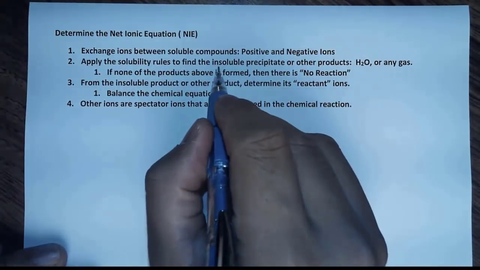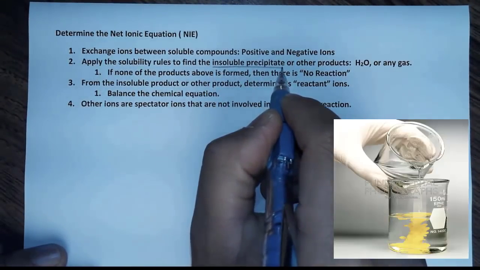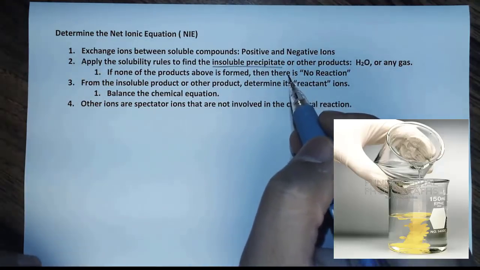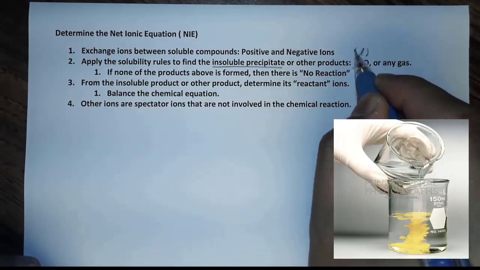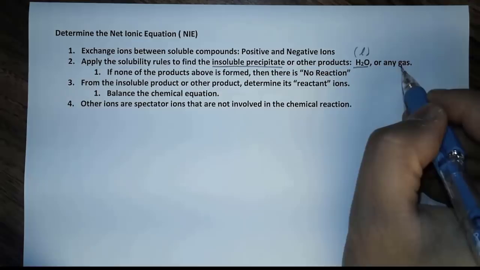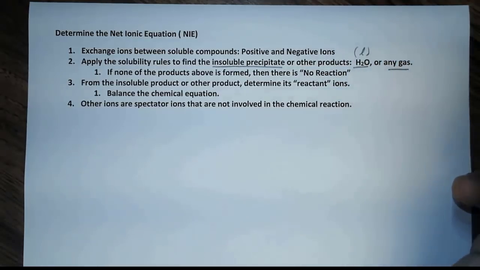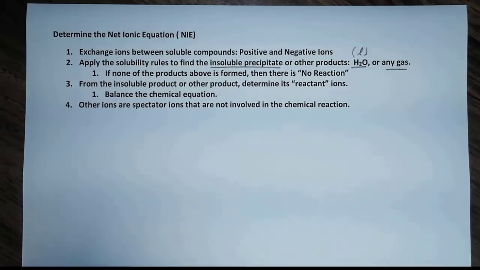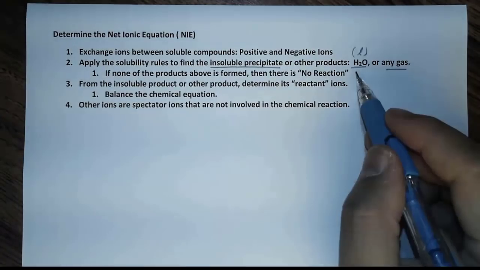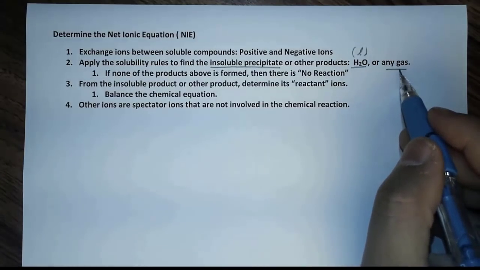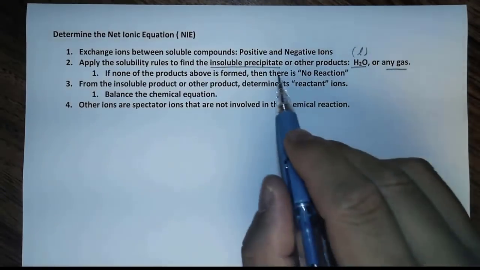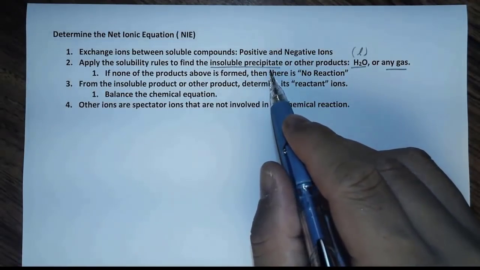One of the products, of course, is going to be the insoluble precipitate, which is the solid. Or the other product in this case is going to be liquid H2O, which is water. Or we can have a formation of gas. Because if you produce gas, the gas is going to escape from the solution. When we produce water, the hydrogen bonds in water will keep the water molecules together. And when we have a solid precipitate, it's going to remain a solid.